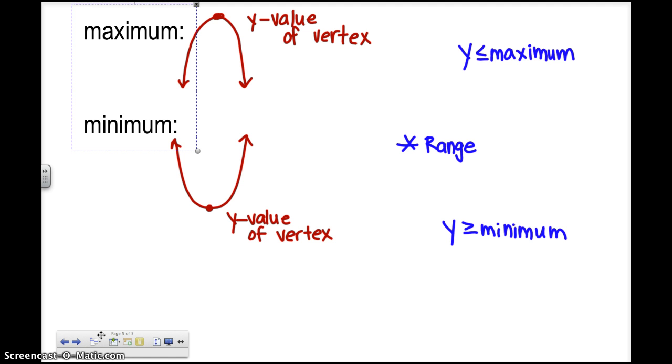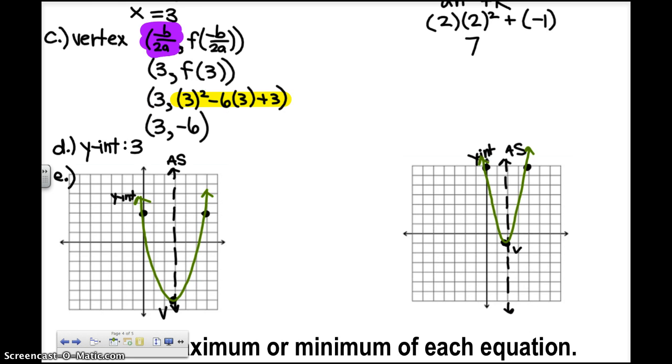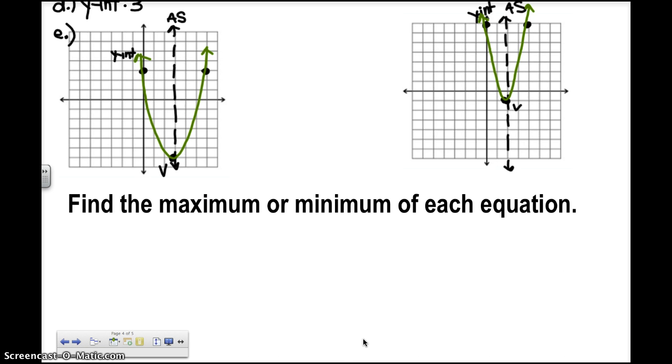Okay? So let's go back and look at the ones we just talked about, just really quickly. Tons of information from these parabolas. Find the maximum or the minimum of each equation. Well, we know right here, both of these have a minimum. The minimum, we are down here. I want the y value from the vertex. The minimum is negative 6. On this one, the minimum was negative 1. So much good information from such a simple equation. Lots that we can figure out, lots of good information for us here, which is fantastic. So we'll definitely do lots of good practice with this.